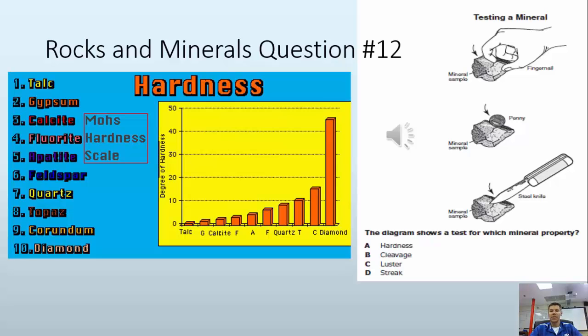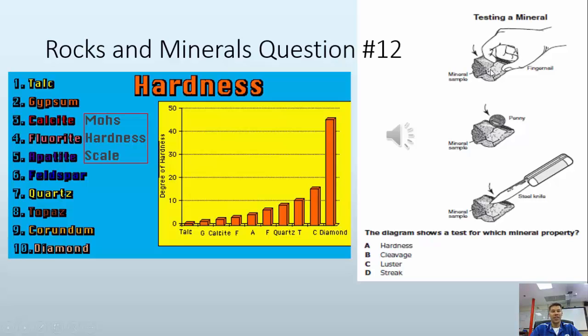The diagram shows a test for which mineral property? So if you look at the picture, he's trying to scratch this mineral right here with his fingernail. Then he tries to scratch it with a penny. Then he tries to scratch it with a steel knife. Basically what he's trying to do here is see how hard the mineral is.